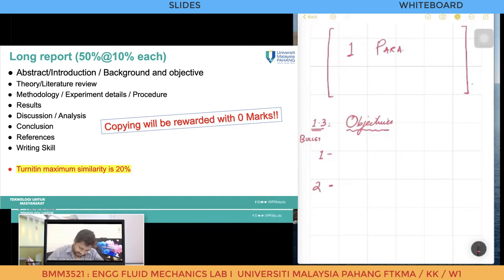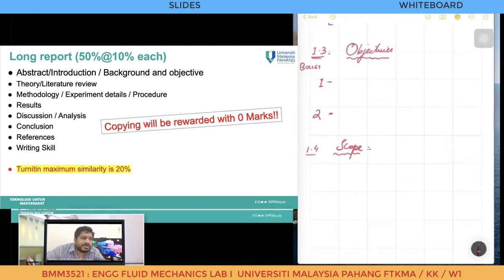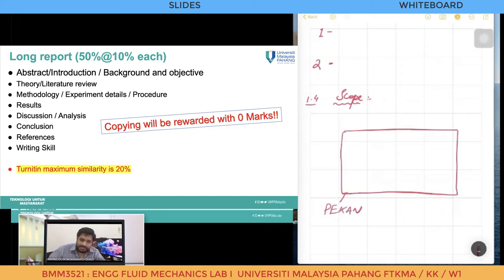Okay, and then the scope. Scope is sometimes very confusing, basically. How do I define scope? Let's say you are working in Pekan city. Okay, but you are working in UMP. But you are not working in all of UMP, you are working in the fluid mechanics lab. So you are working in the fluid mechanics lab.